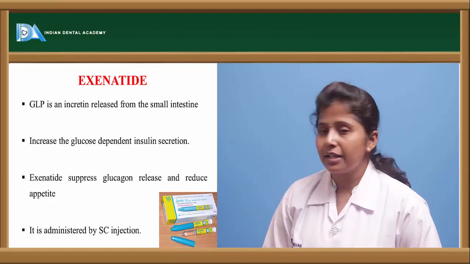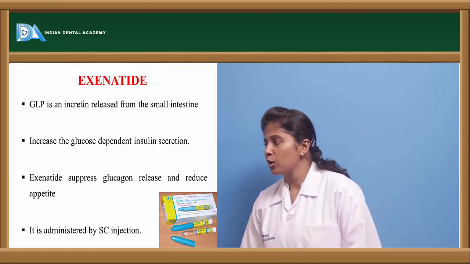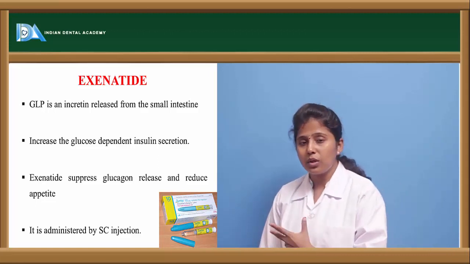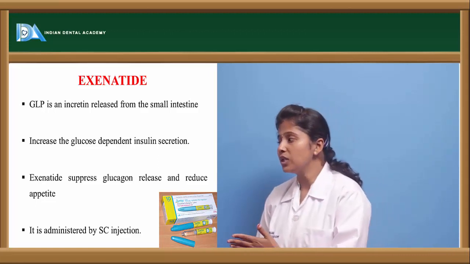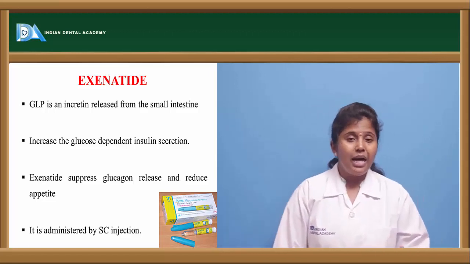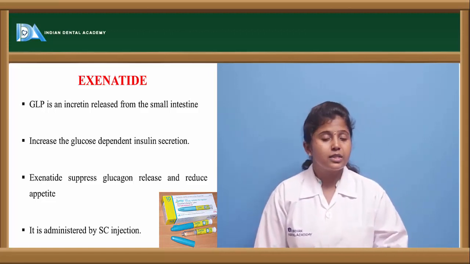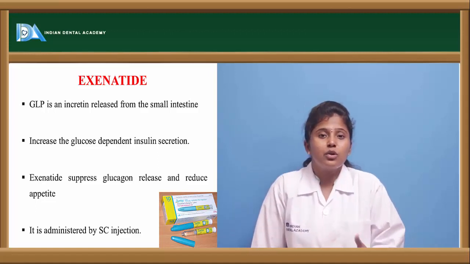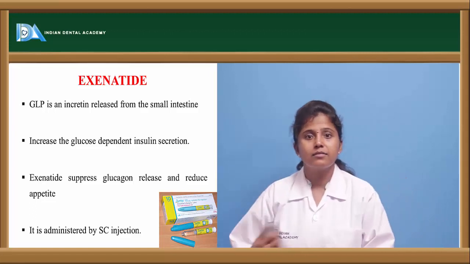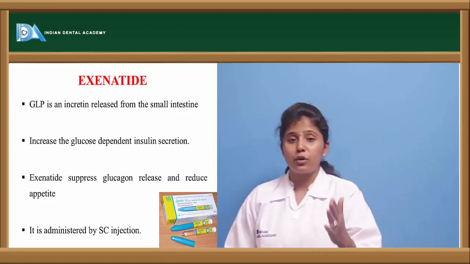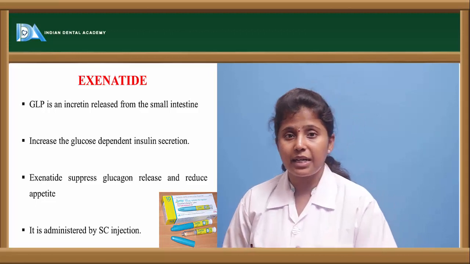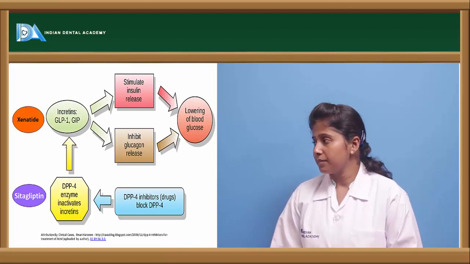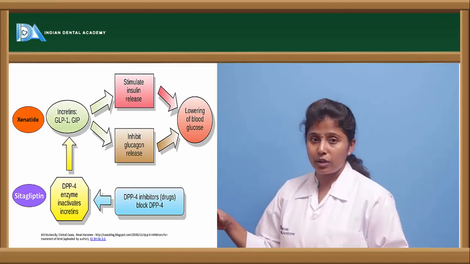And this exenatide suppresses the glucagon release and reduces the appetite. So this drug won't allow the glucagon to get released, and if the glucagon is not released, it won't allow the carbohydrates to get metabolized, and thereby the appetite can be reduced. It is administered through the subcutaneous route. So here we can see the pictorial representation.